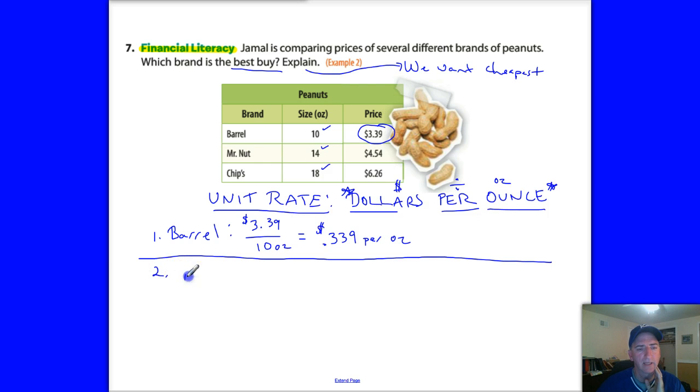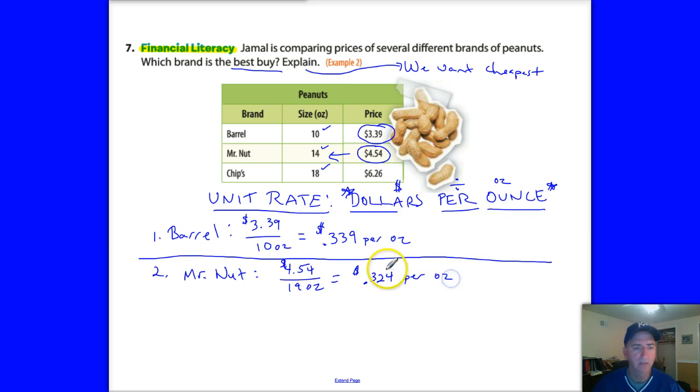The second one is Mr. Nut. We sometimes call Mr. Frizzell, Mr. Nut. All right, Mr. Nut, his price is $4.54, so we want dollars per ounce: 4.54 divided by 14 ounces. Punch that in your calculator, and you should get, these are dollars in this case, 0.324 per ounce.